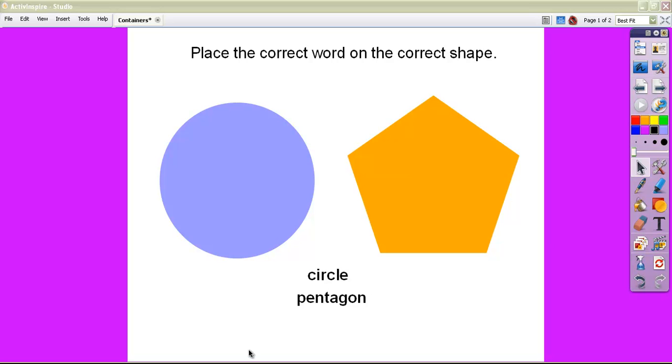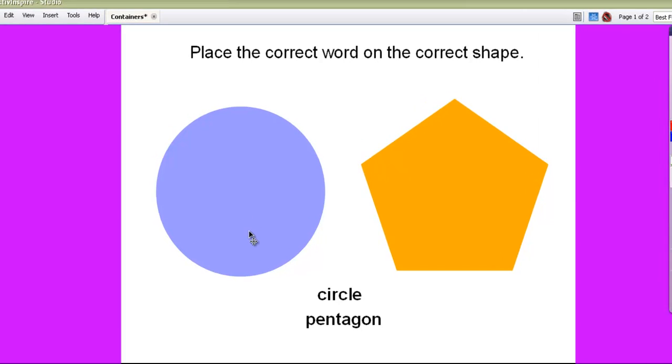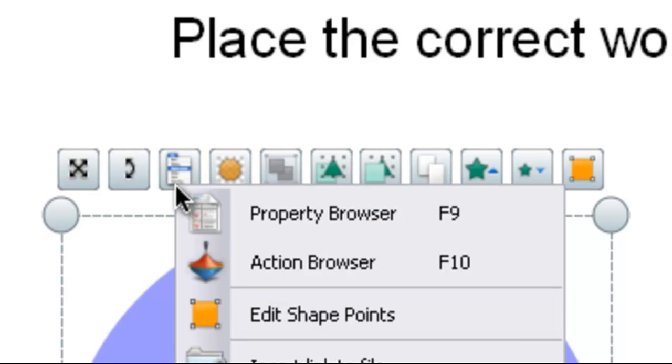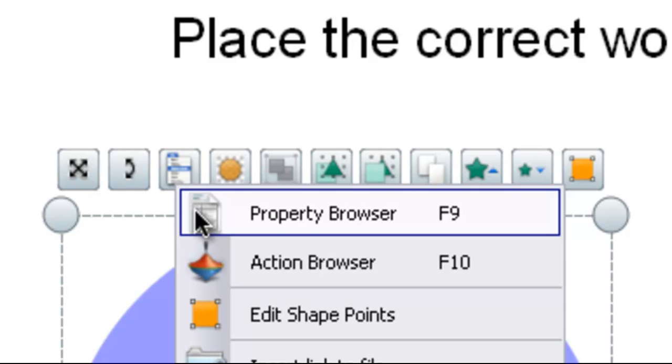Now what I have here is I've created two shapes with my shape tool, and I have put text on the page also. So what I need to do is go in and make each shape accept only the correct word. So first I'm going to click on a shape and select it, and I get the Marquee Tool around it. I'm going to click this file icon so I can select my property browser, or I can press F9 on the keyboard.